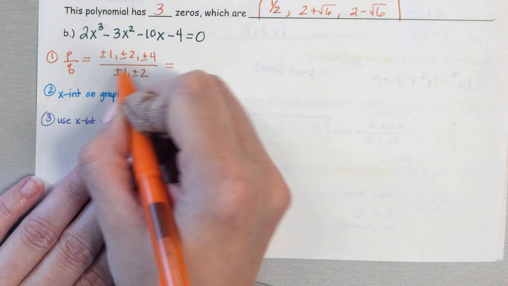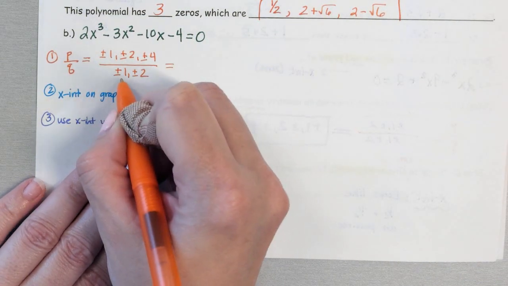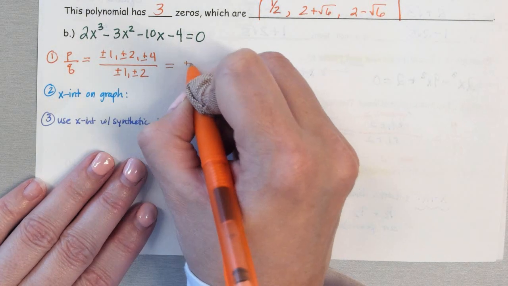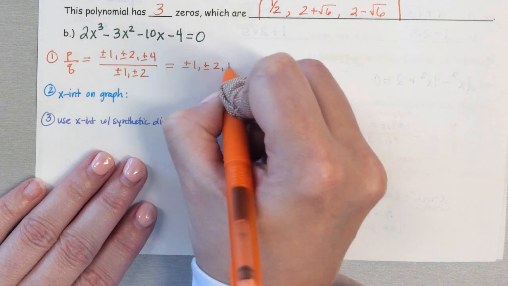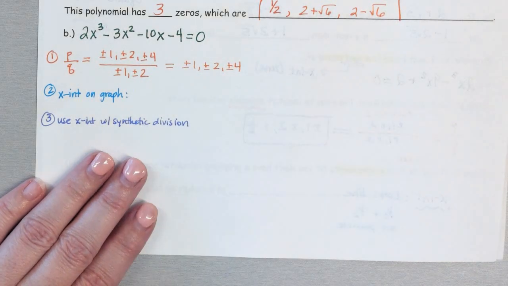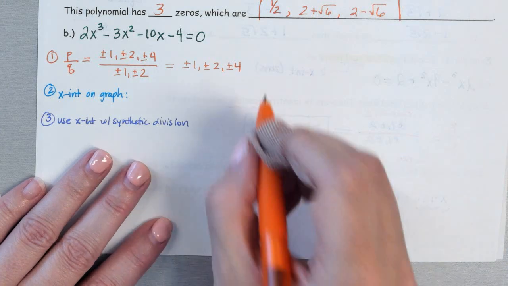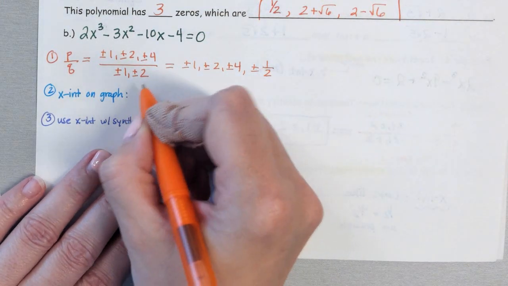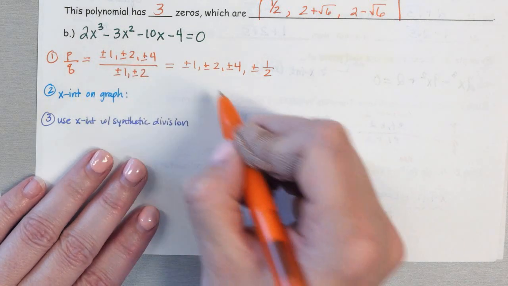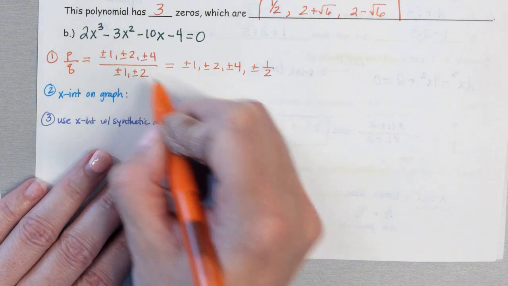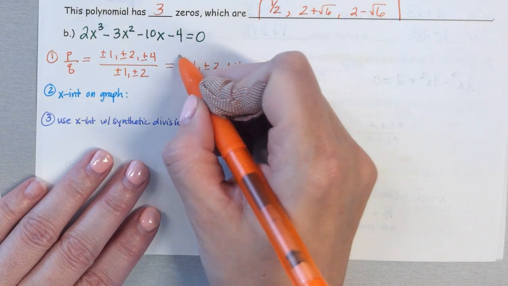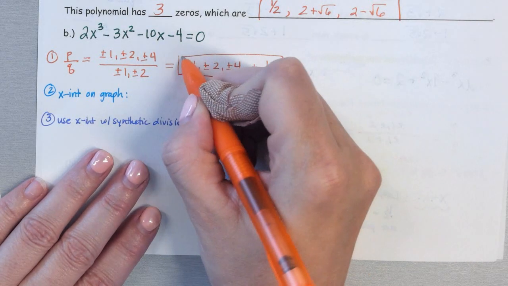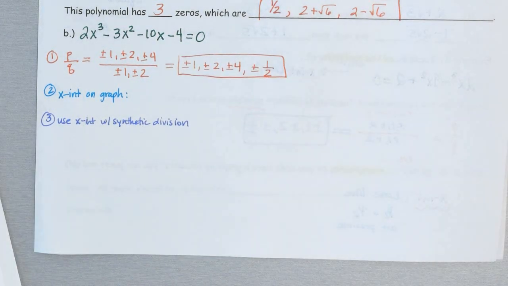So we already know this is always going to have a 1 on it. So all of the values on top, when you divide them by 1, are going to give you the same values. Now we're going to divide by 2. So 1 divided by 2 is 1/2. And then 2 divided by 2 simplifies to 1. 4 divided by 2 simplifies to 2. So here is our list of possible rational zeros.